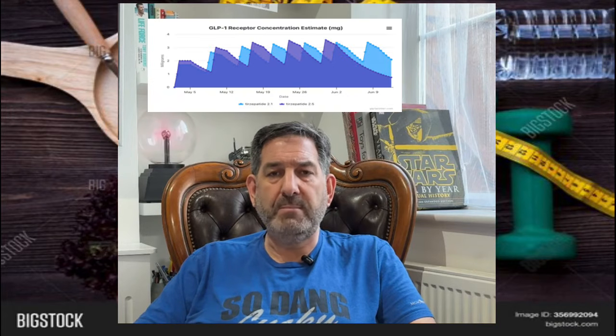And then if you add another injection to it, then you've got 150% of what you had. And then after 10 days, you'll have 175%, because it's 100 plus 50 plus 25. So in fact, the dose is going up even though you're using the same dose. So I'm using a dose of 2.1 milligrams.